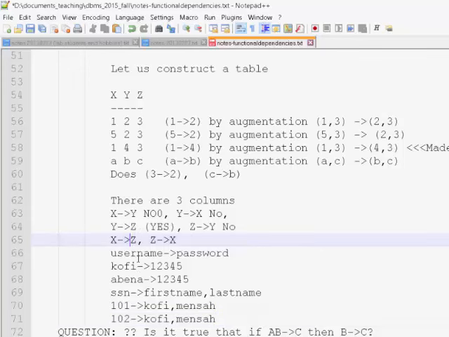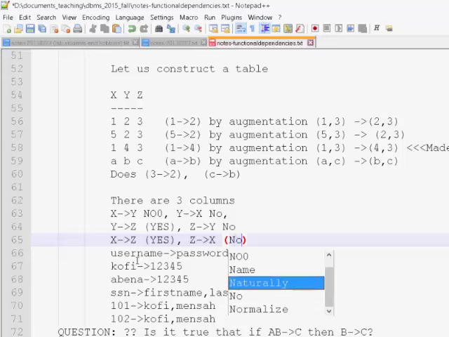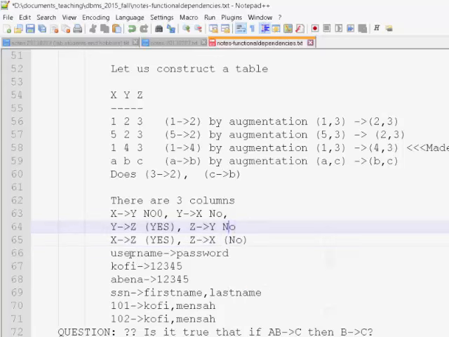Because anytime I have a unique value, so X, when it's 1, I'm always led to 3. Anytime I have 5, I'm led to 3. There's only one 5, and A leads to C. So this one does hold. And Z to X, 3 goes to 1. Okay, that one is not working because 3 is going to 5 as well. So that's a conflict situation. So it means that some of the rules hold, and some of them do not hold. You should be able to do this.